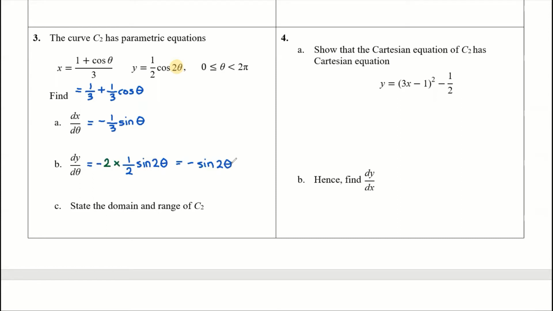Now, for part C, we have to state the domain and the range of C2. Now, I'm just going to create a bit more space here. I've just boxed this off. The domain and the range.